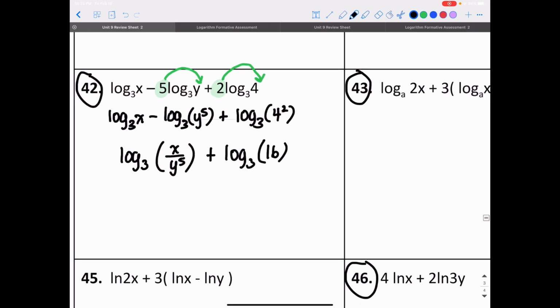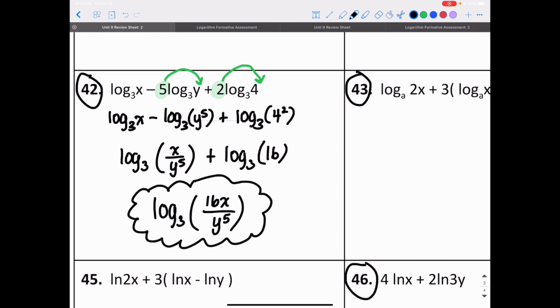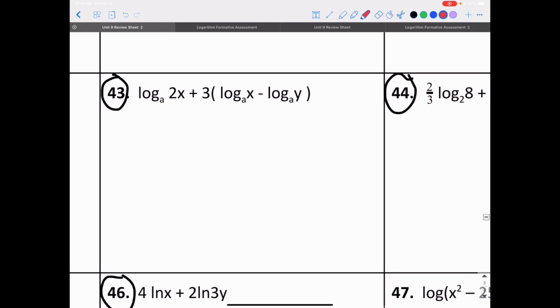From here, I'm going to combine these two. There's addition in between, so to combine their insides, I'm going to multiply. I'll have log base 3 of 16 times x in the numerator, or x times 16, which is 16x, and then in the denominator, I have y to the 5th power. This is a single logarithm by itself with something inside. No coefficients, no fraction exponents. I'm finished.